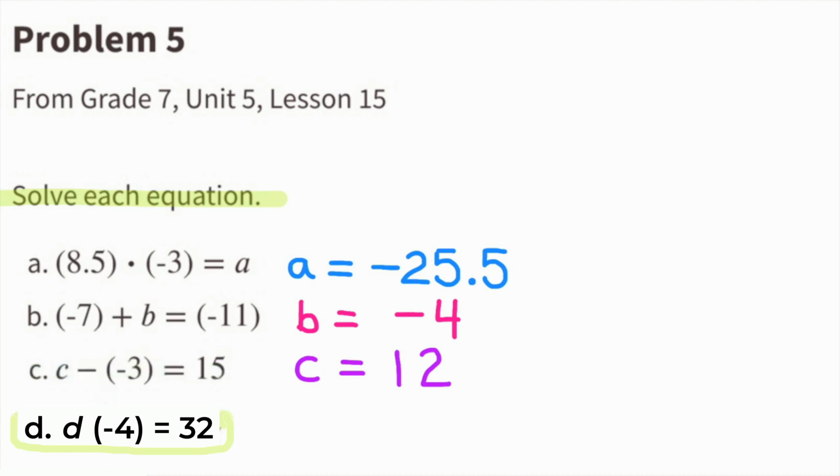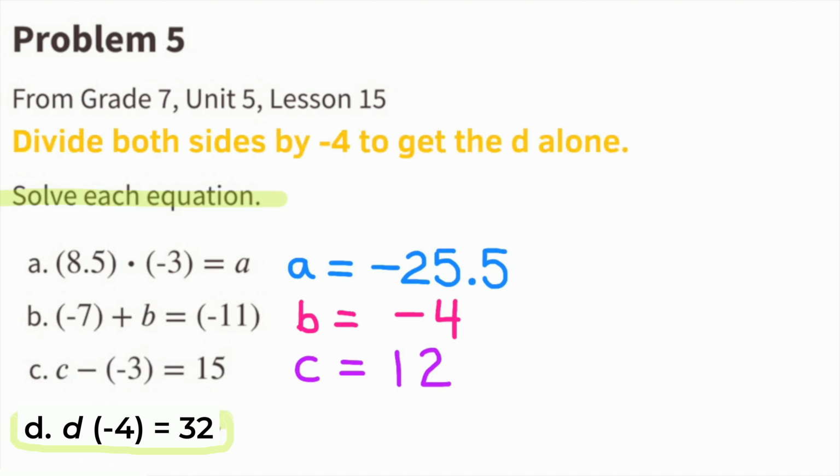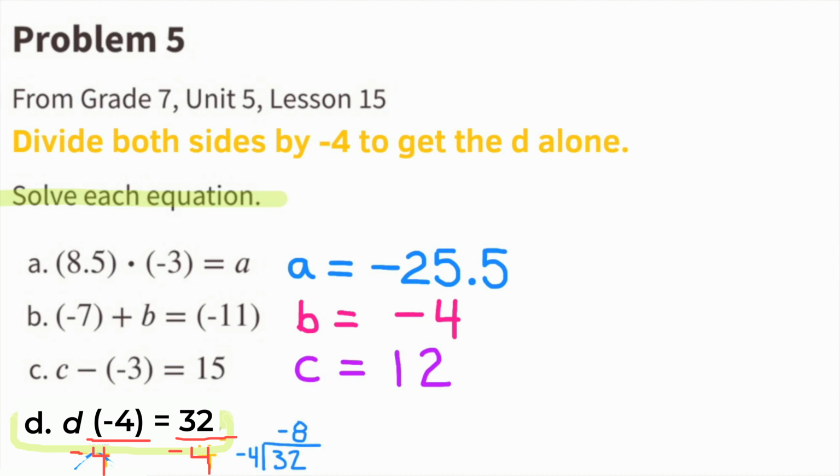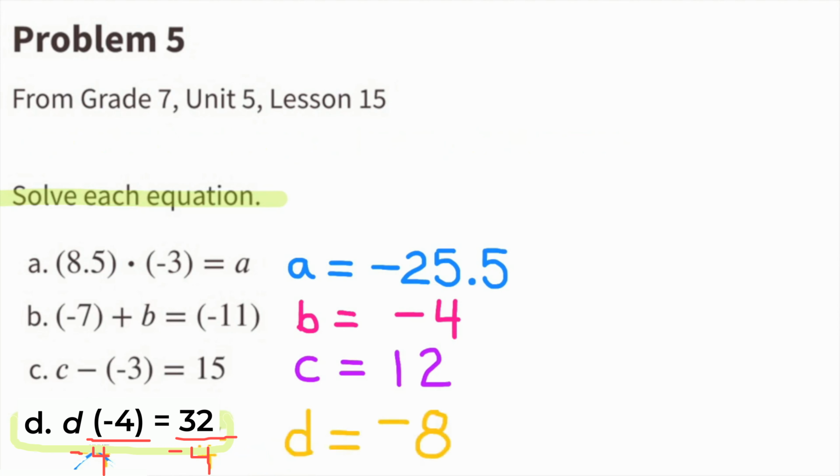D. D times a -4 equals 32. We need to divide both sides by -4 to get the D alone. D times a -4 divided by a -4 is D, and 32 divided by -4 is -8. D equals -8.